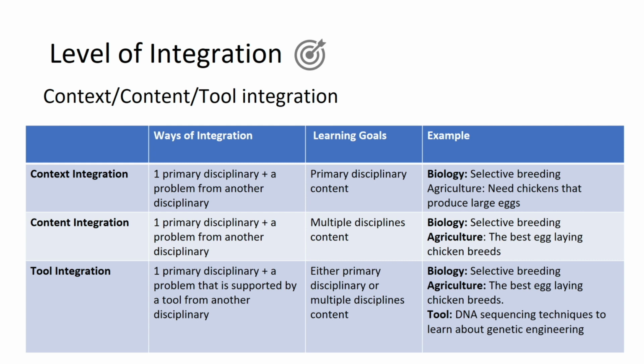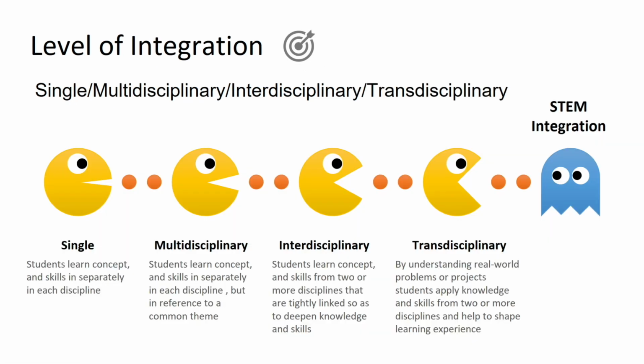It's basically about what tool you're using to teach your integrated STEM lesson. In this example, all the learning goals are highlighted, but we are also adding a tool, which is DNA sequencing technology, to learn about genetic engineering. So that is when you're adding more tool integration into the content integration. Hopefully this table helps to explain the differences between context, content, and tool integration.